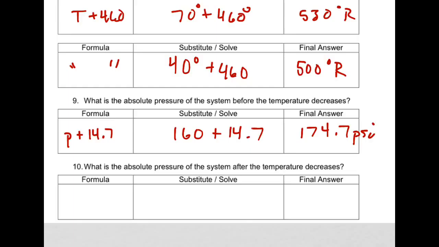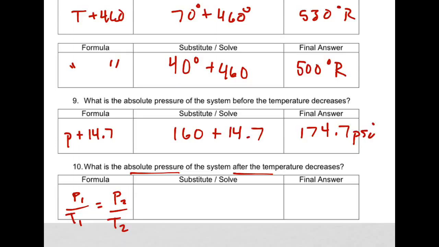And then what else? What is the absolute pressure of the system after the temperature decreases? Now we finally get to use Boyle's law. No, sorry, Gay-Lussac's law. P1 divided by T1 equals P2 divided by T2. And it's asking for the absolute pressure after, so that's asking for P2. I know I labeled it P1 and P2, but those weren't really P1 and P2 because we needed absolute. After I changed to absolute, that's P1.